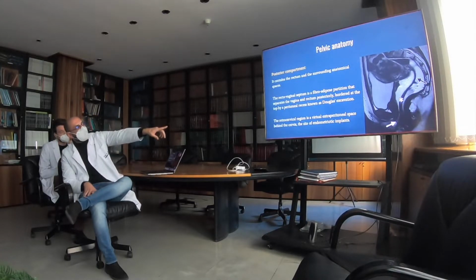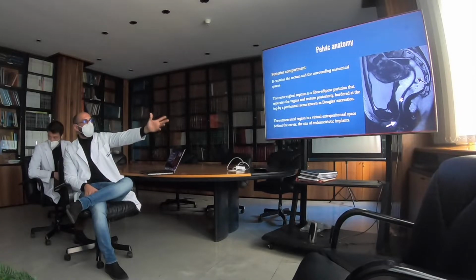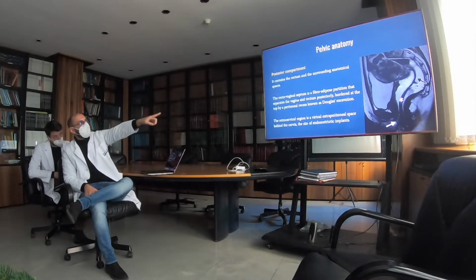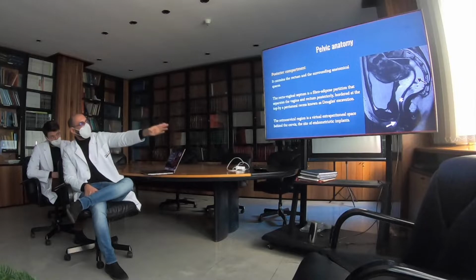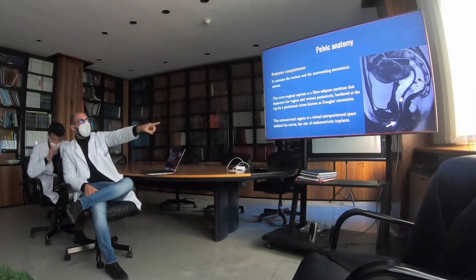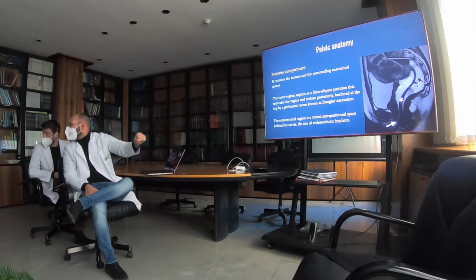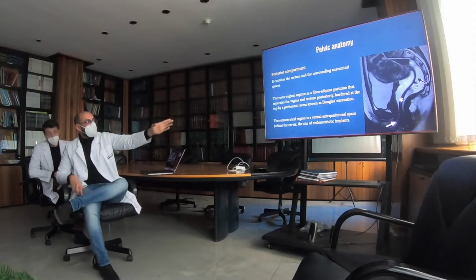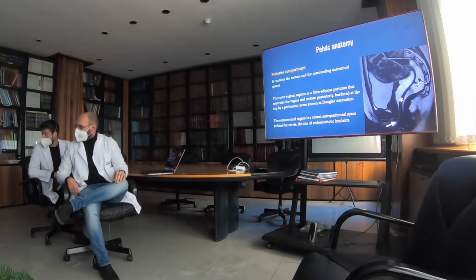We see with the white asterisk the fibroadipose partition, which is the rectovaginal septum, and with the black arrow the Douglas pouch. This is a sagittal T2-weighted magnetic resonance image, and we see that both the vagina and the rectum are filled. Why are you so sure that it's a T2? Because we see fluids which are hyperintense. Yes, of course.